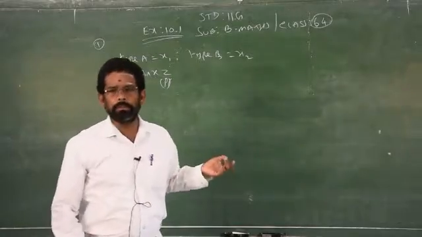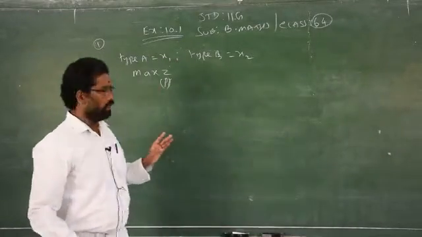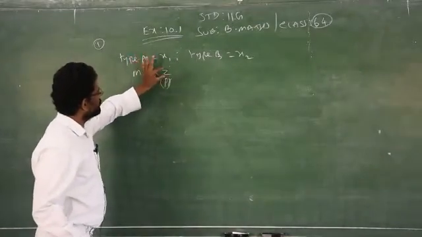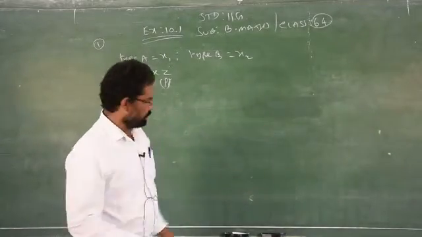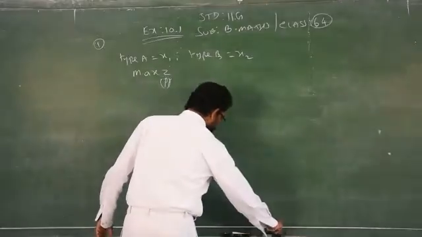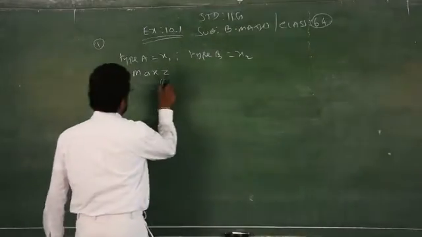Even if you want to use P, you can use it, that is your wish. Maximize profit, maximize P. Nothing wrong. Instead of using Z, you can use the P variable also. But actually we will take only x1, x2, Z. Therefore I am taking Z.